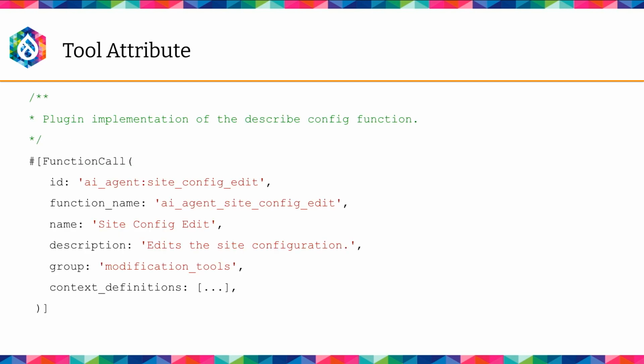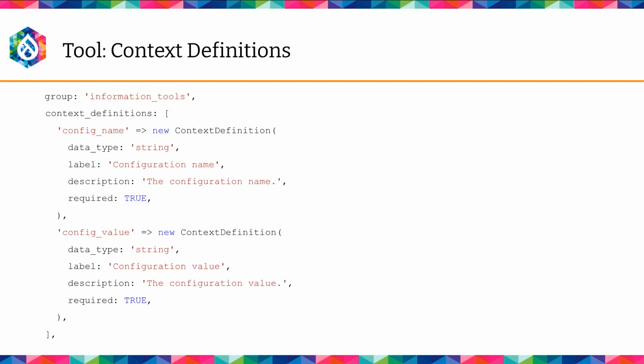So let's start. First of all, we have the tool attribute. We have here the function call attribute. We have the ID, the function name, the name, and also the description: edits the site configuration. We group it into a modification tool, and then we define the context definition in the next slide. From here, we can see that we have the config name. So we have the string, the configuration name, and the description. Same thing for the value here. These will be variables that will be passed to the function.